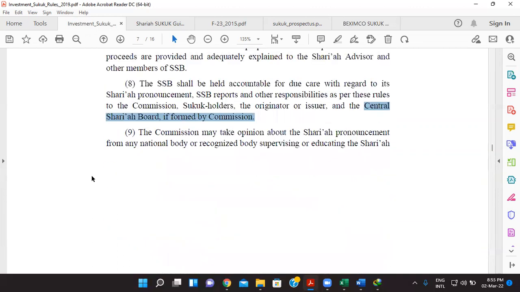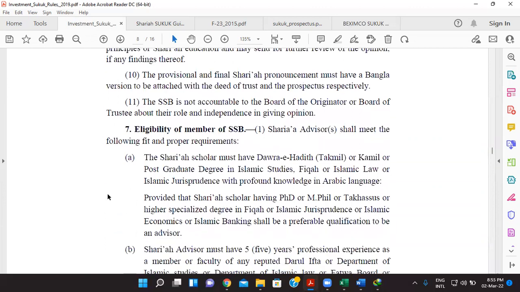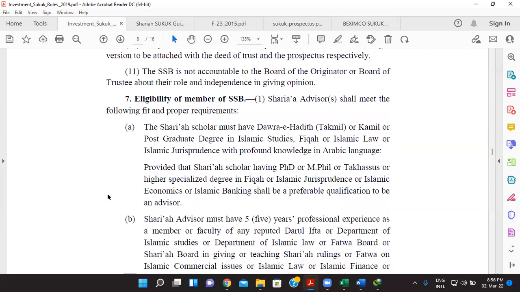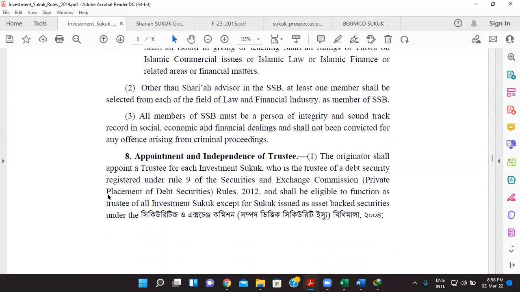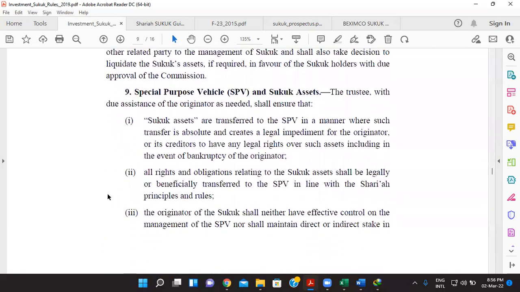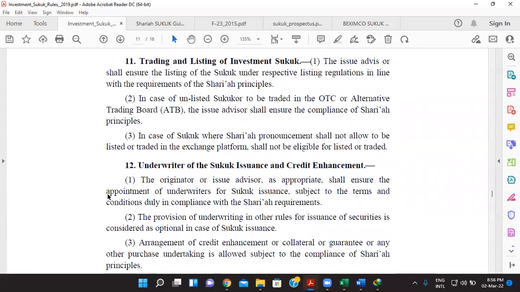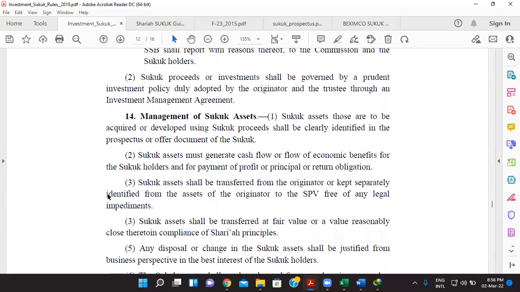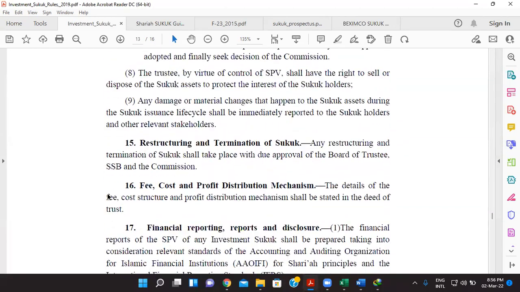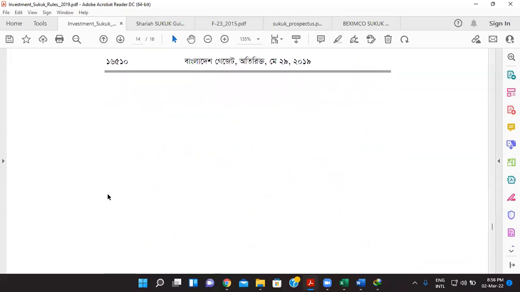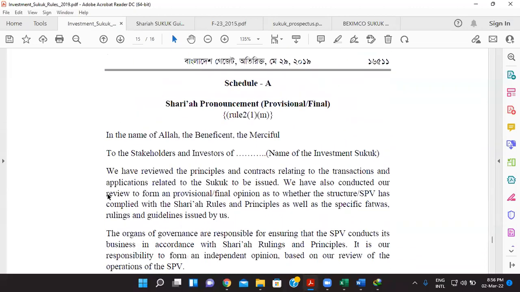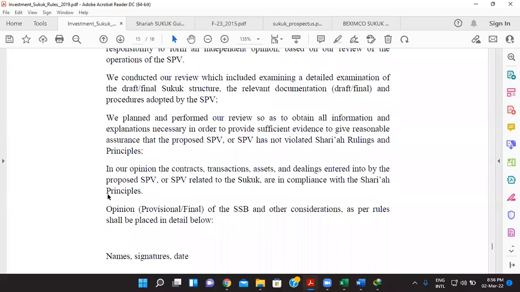So what is actually the Shari'ah pronouncement? Up to this, can anyone tell me what we are indicating by the Shari'ah pronouncement? What does Shari'ah pronouncement actually indicate? Can anyone please speak out? What is your understanding?